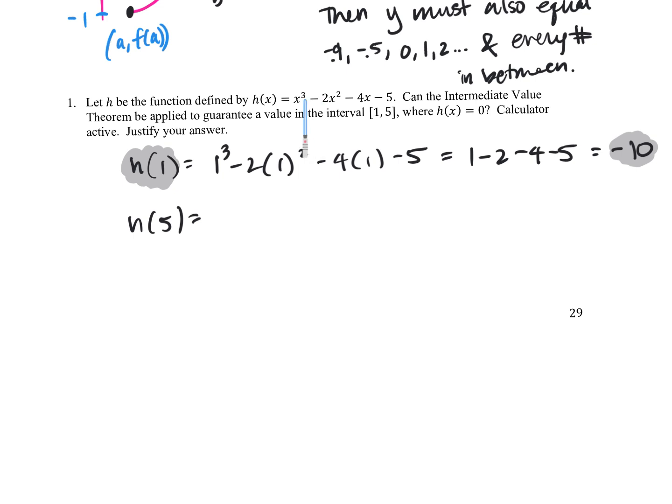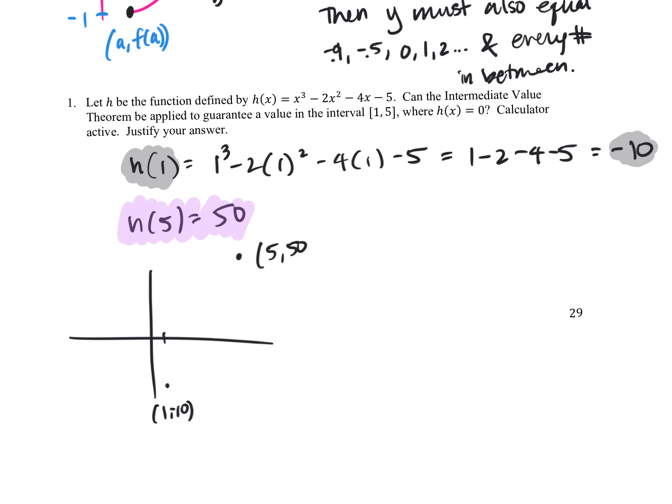Yeah, you're right. AP is not even going to make you plug that in by hand. When I plug in a 5 there, what's 5 cubed minus 2 times 5 squared, and so on. What'd y'all get? On the left endpoint, maybe a little picture would help you. We're at 1, negative 10. At the right endpoint, my axes are not going to be right, but I'm just going to write it as 5, 50. This graph, I don't know what it looks like.